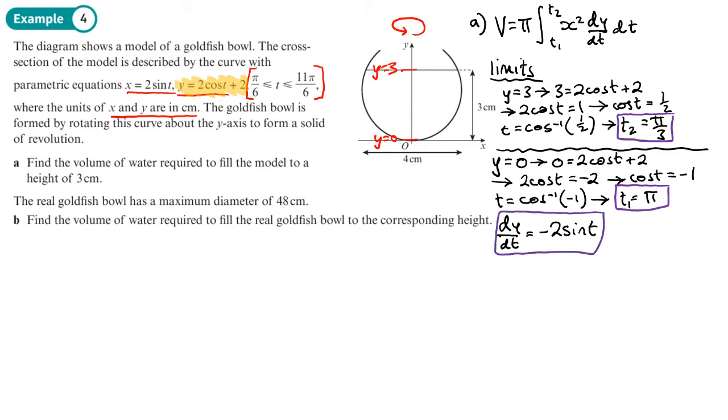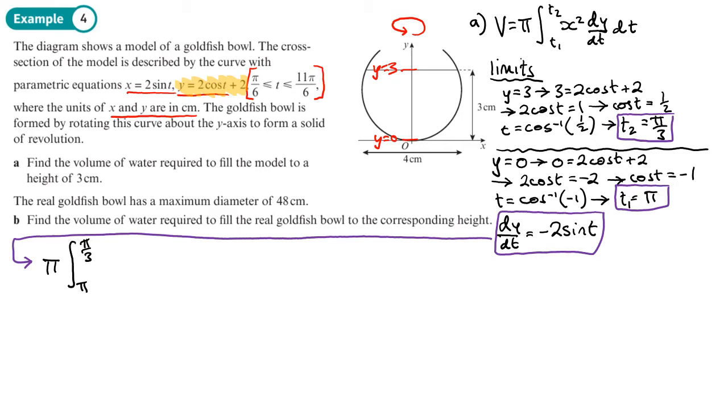Right, I'm going to carry on over here like this. So we have limits of pi over 3 at the top and pi at the bottom. Don't be tempted to move the bigger one at the top, because remember, these are t values. These are not values on the axis. So keep them as they are. The y equals 3 is at the top, so the t2 pi over 3 goes at the top. The y equals 0 is at the bottom, so the t1 equals pi goes at the bottom.